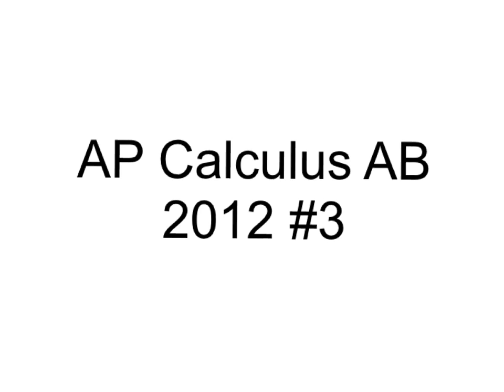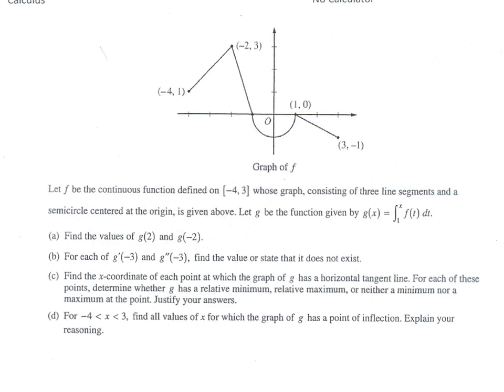This is number 3 from the 2012 exam. We are given the graph of f, which is a continuous function defined on this interval. It consists of 3 line segments, 1, 2, and 3, and then a semicircle centered at the origin.